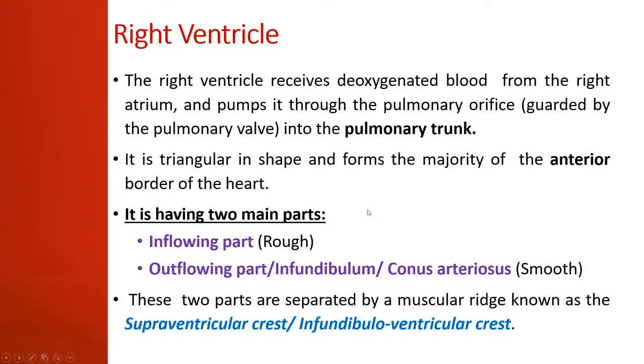You have to understand that in the case of the right atrium, the inflowing part was smooth and the outflowing part was rough. But over here it is totally opposite. The inflowing part is rough and the outflowing part is smooth. These two parts are separated by a muscular ridge known as the supraventricular crest or infundibuloventricular crest.